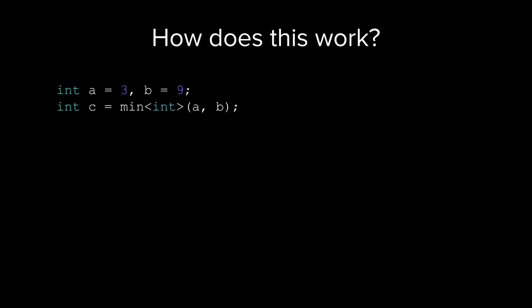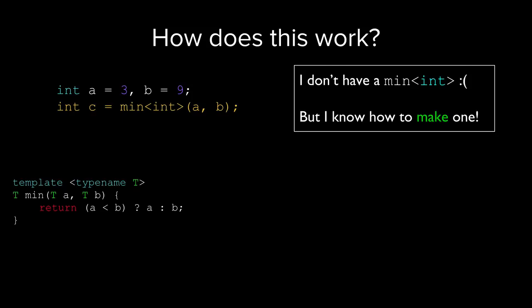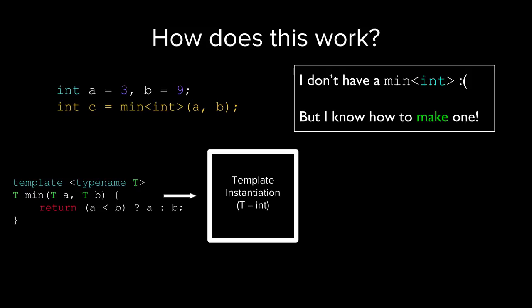And how this literally works is an interesting question too. Let's say you're the compiler and you're looking at this code. On this line, you say, okay, the user declared two ints, int a equals 3 and b equals 9. That's fine, I can do that. And then the compiler gets to this line, and it says, I don't have a min int function. No one ever defined a min int function anywhere. But I do know how to make one. Someone gave me a cookie cutter template of how this function should look for any type. So I just have to replace that type with this type, and that will give me the function I want. So in a very literal sense, it takes this template function and generates this function from it with the type T replaced with int.